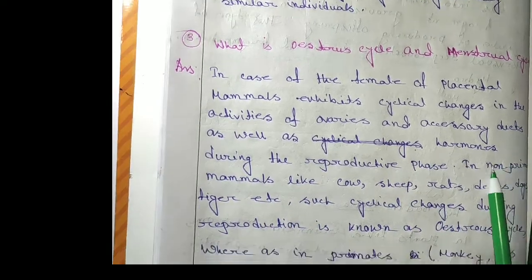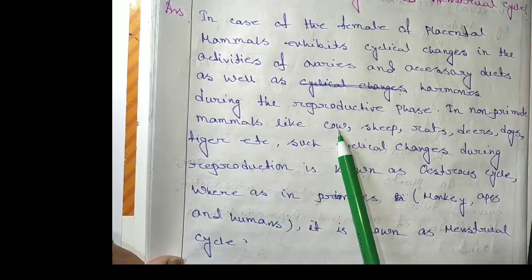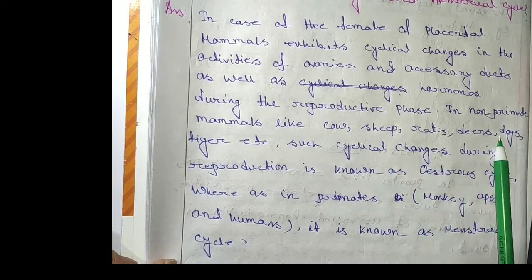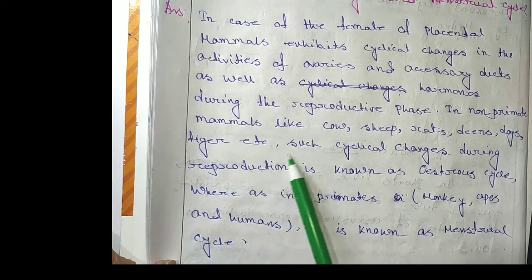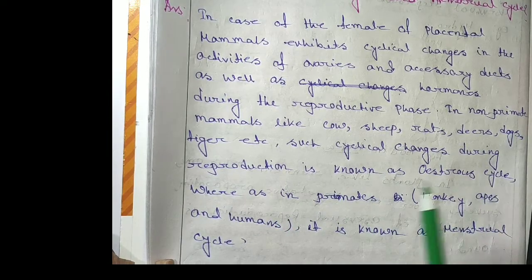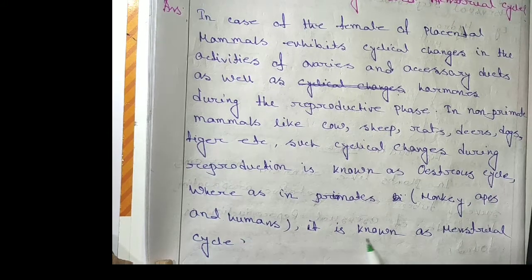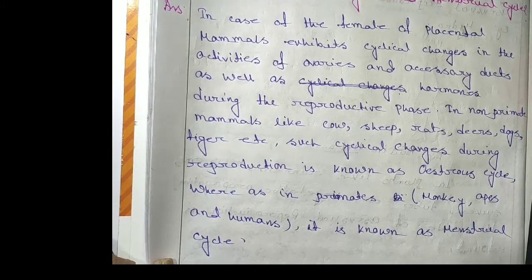In non-primate mammals like cow, sheep, rats, deer, dogs, tiger, etc., such cyclical changes during reproduction are known as the estrous cycle, whereas in primates, that is monkeys, apes and humans, it is known as the menstrual cycle.